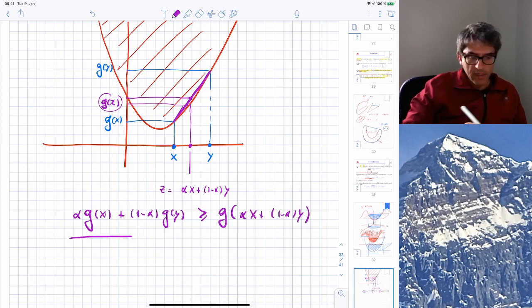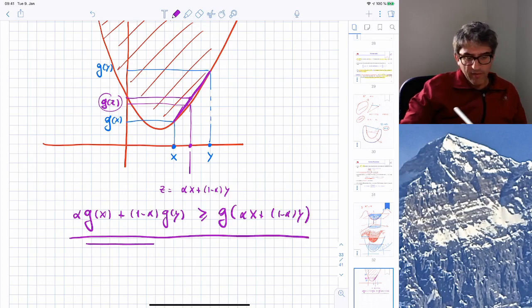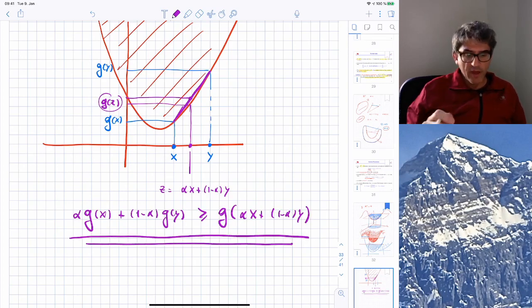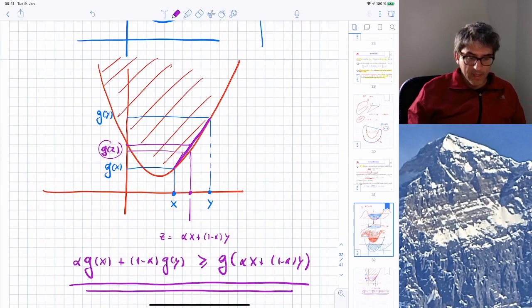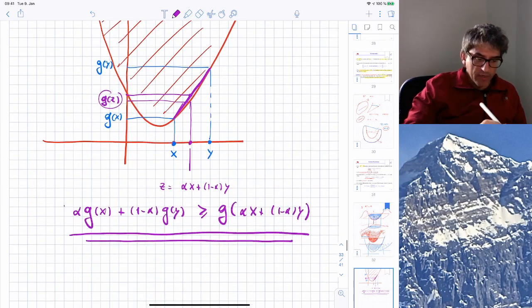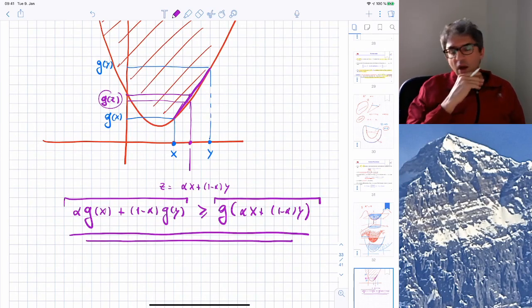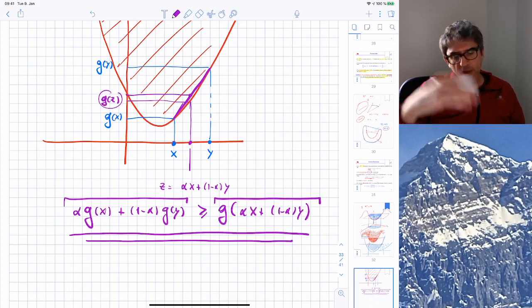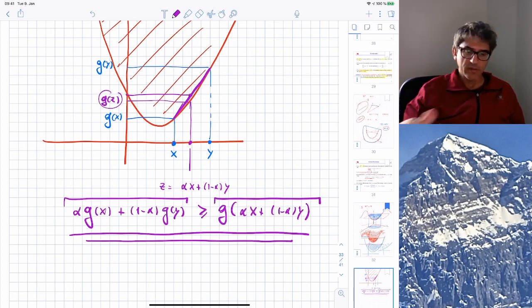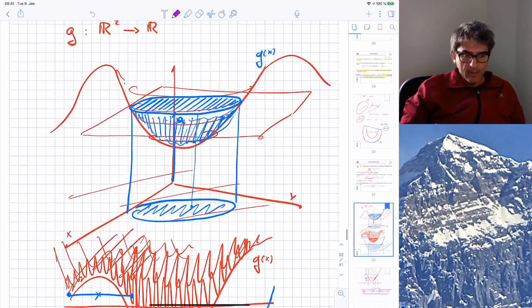Okay? This is the fundamental property of convex functions that says basically that the convex combination of the function is greater or equal than the function of the convex combination. Okay?